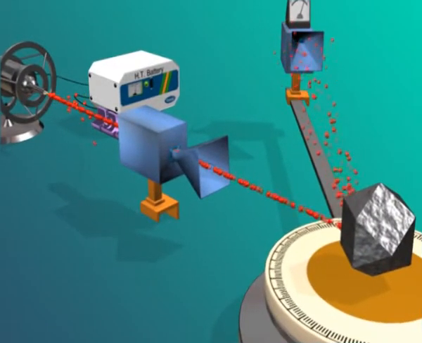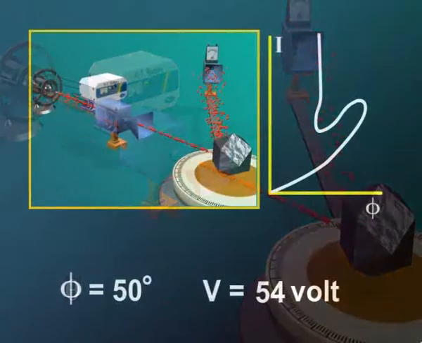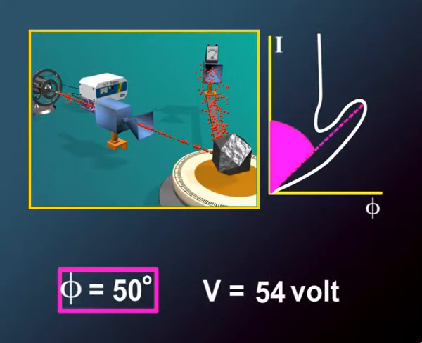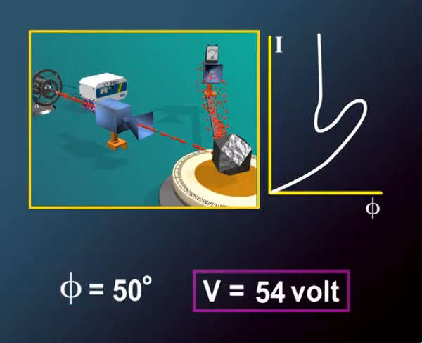The electrons are scattered in all directions by the atoms in the crystal. The intensity of the electron beam scattered in a given direction is found by the use of a detector. Let the electron gun make an angle phi equal to 50 degrees when the potential difference is 54 volt. The selective reflection of the 54 volt electrons at an angle of 50 degrees between incident and scattered beam can be termed as the diffraction of electrons from the regularly spaced atoms of nickel crystal by virtue of their wave nature.